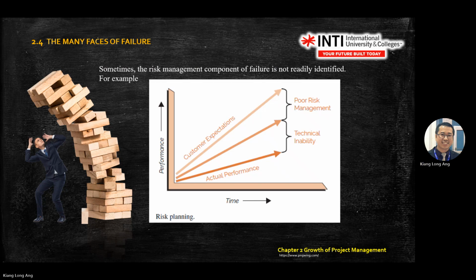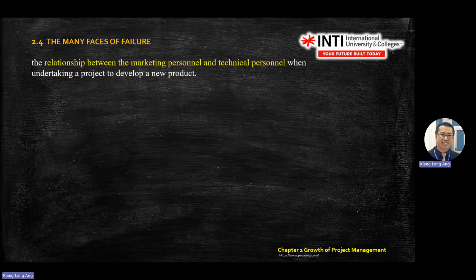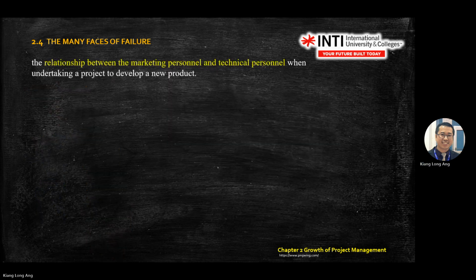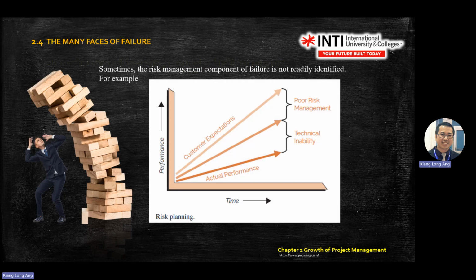Okay, of course, you may ask, can poor risk management be put at the bottom? Can, but the main idea is these two will contribute to the gap. So if you improve your technical, you improve your risk management, you're going to close down the gap between actual performance and customer expectation. So this chart is actually more on risk planning. If the question asks you about risk planning, then most probably you need to rely on this chart.